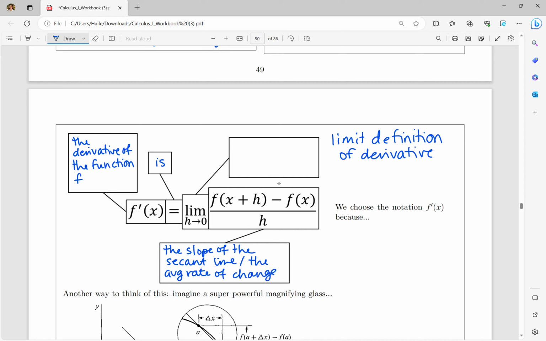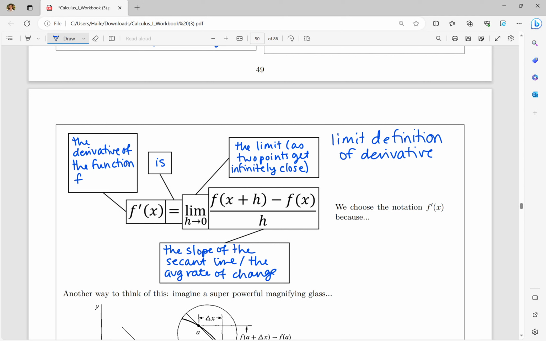And finally, we put a limit on the front because we want to find the slope of the tangent line. So the limit as 2 points get infinitely close together. So that's the reason we make h go to 0 and not like x or something like that. So h is like the distance between 2 points, and if we make that go to 0, what's happening is those 2 points are getting so close together that they kind of look like 1 point.